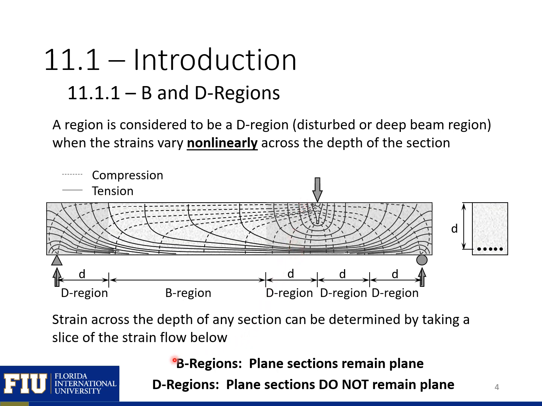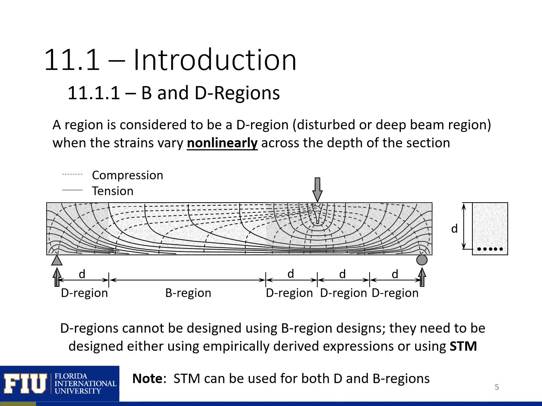So here again, our B regions are regions where our plane sections remain plane, and our D regions are regions where plane sections do not remain plane. D regions can't be designed using design procedures that are applicable in B region designs. So our typical sectional shear analyses and design provisions aren't valid in D regions.